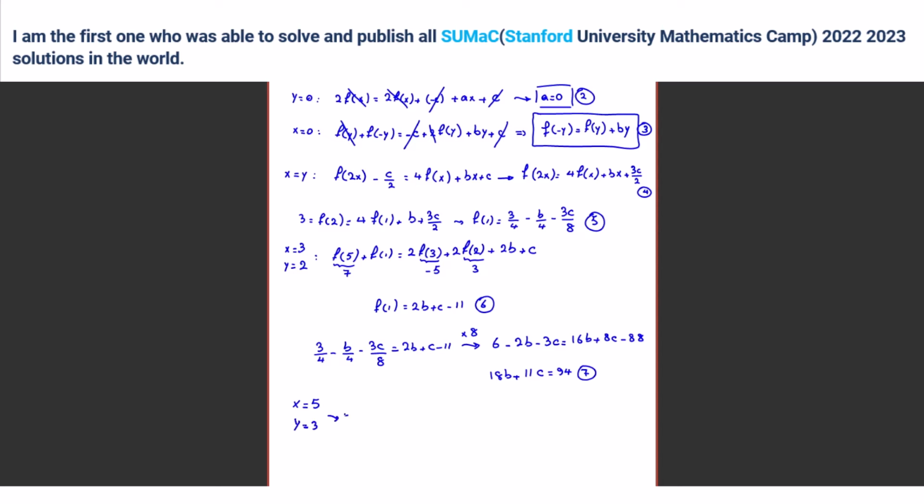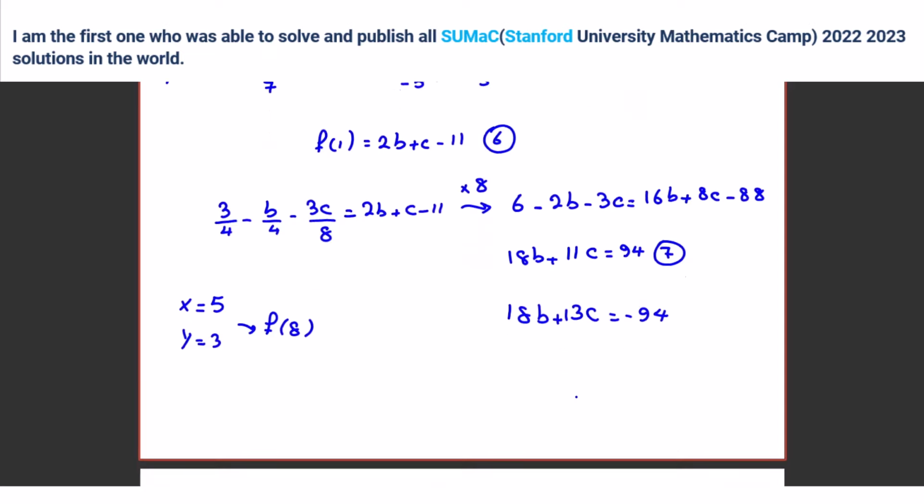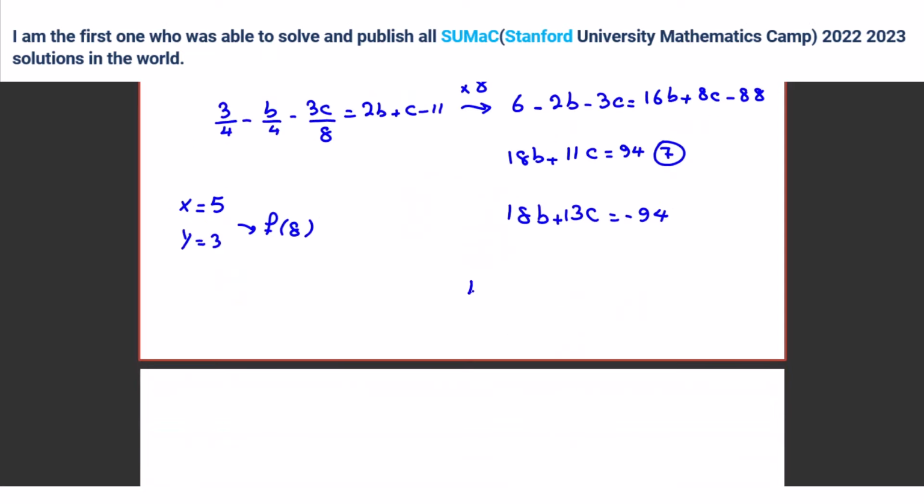Yeah. And then f of 8 in two ways. And the thing you said is correct. We can conclude that 18b plus 13c is equal to negative 94, right? Yeah, negative 94. Okay, now two equations, two variables. Find b and c, okay?